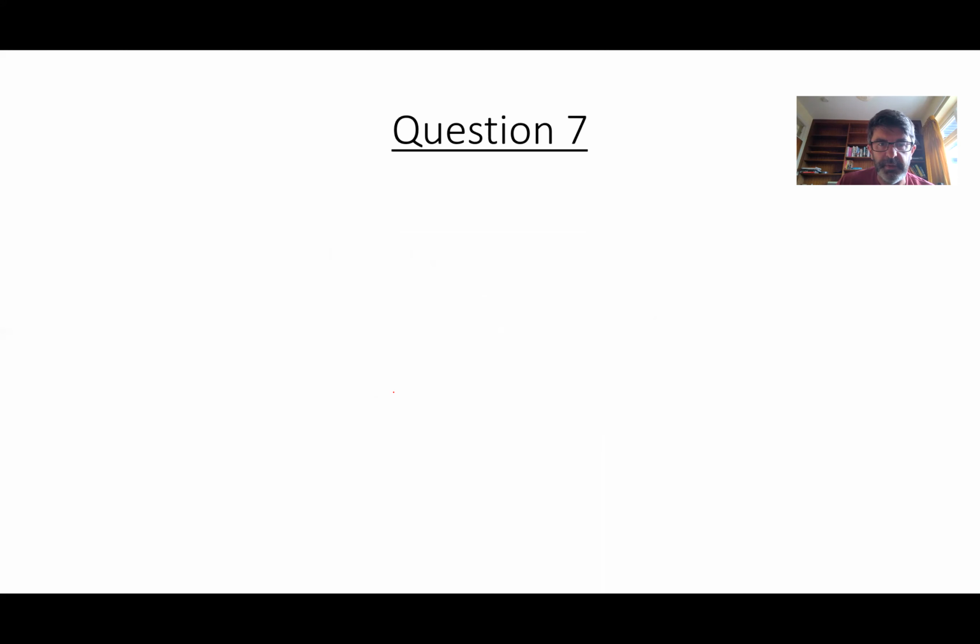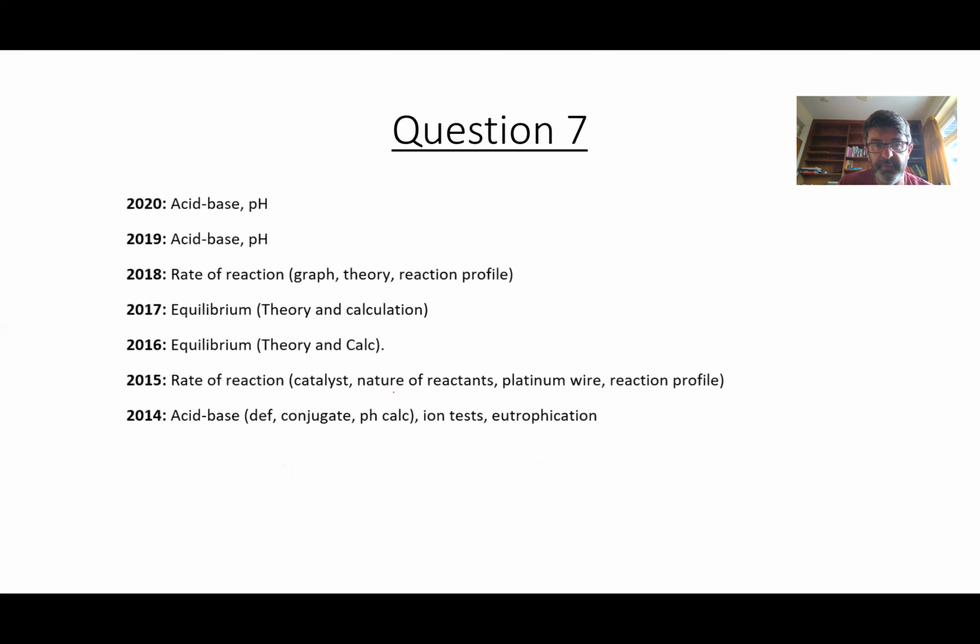Question 7. Okay, so question 7, question 9, they're kind of difficult to know what will come up. This is what has come up in recent years. 2020 and 2019 were acid base and pH. 2018 was rate of reaction, okay, where you had graph, you had a theory, you had reaction profile diagram. The 2 years before that were equilibrium, you had rate of reaction again.